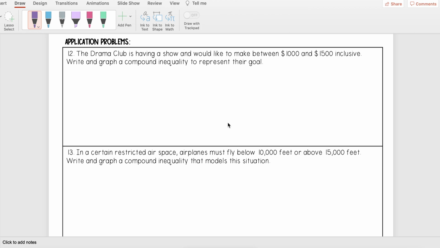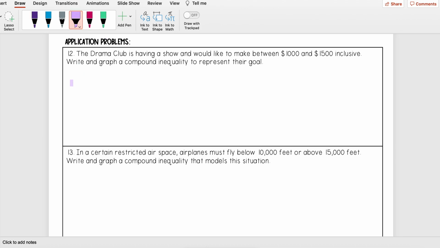In this video, we're going to be looking at some real-life scenarios where we have compound inequalities. So looking at number 12, it says that the drama club is having a show and would like to make between $1,000 and $1,500 inclusive. Write and graph a compound inequality to represent their goal.